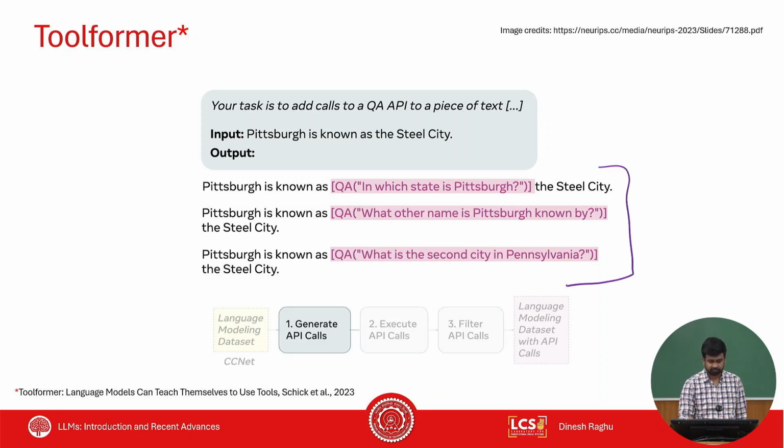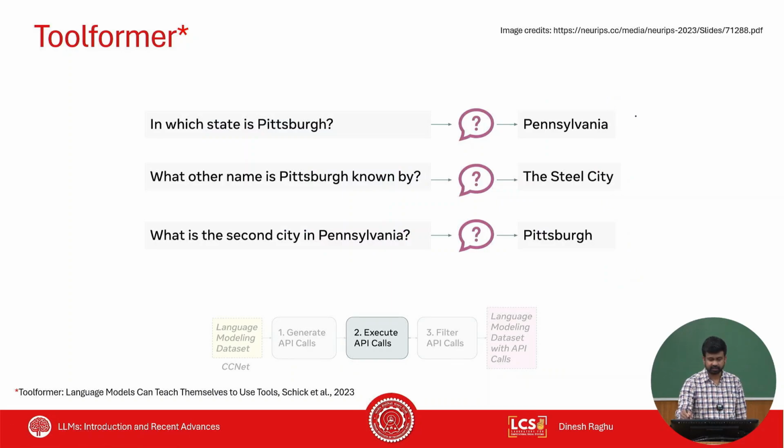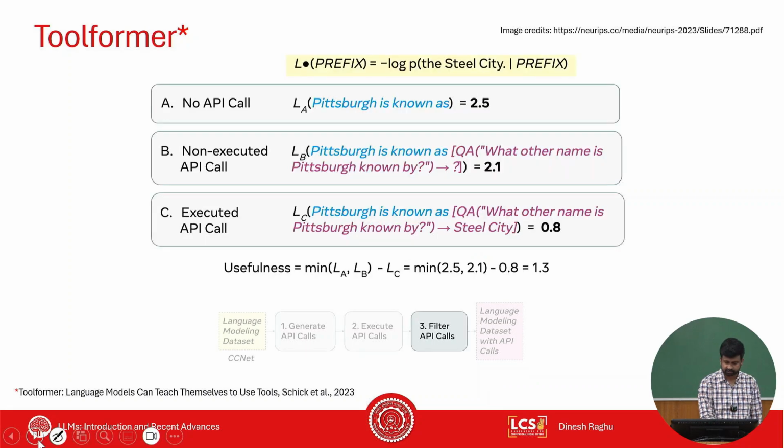Now, all of them may not be right, so you may have a lot of noise in that. So you'll have to figure out which ones to pick and which ones to disregard. And that's the rest of the pipeline. So for each of the questions that you generated, in which state is Pittsburgh, what other name is Pittsburgh known by, what is the second city in Pennsylvania, you execute them and you end up getting answers for each of them, right? Because you already have the QA tool with you, you can execute this question using the QA tool and get all the answers. And now this is the important part.